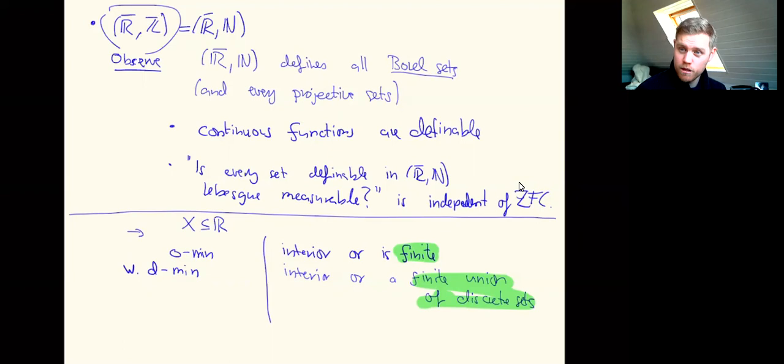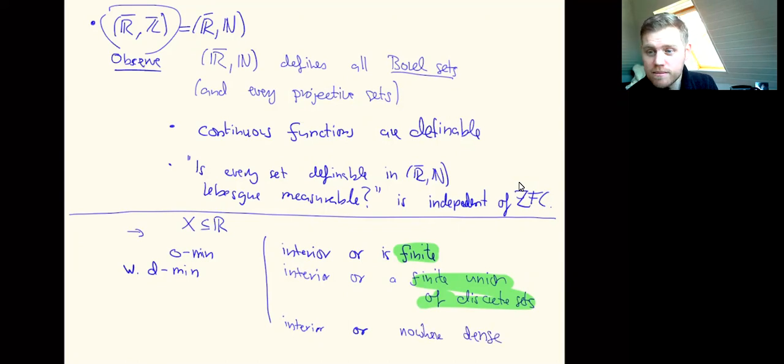And of course, you can play this game more. You can keep relaxing your notion of smallness. Maybe the largest notion of smallness, maybe this is the right way of saying this, is that you say either the set has interior, or it is still small, and the minimum thing you can ask is that the set is nowhere dense. Small means you're nowhere dense. And that's really the minimum.